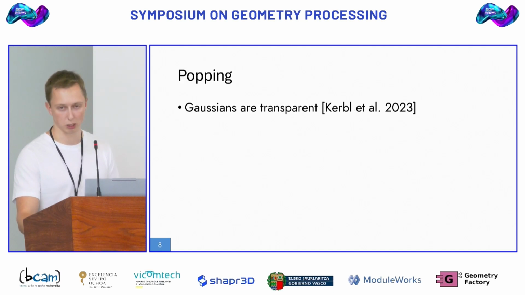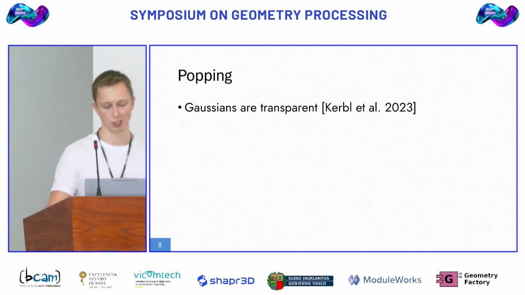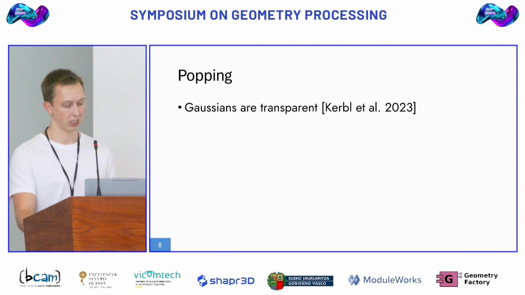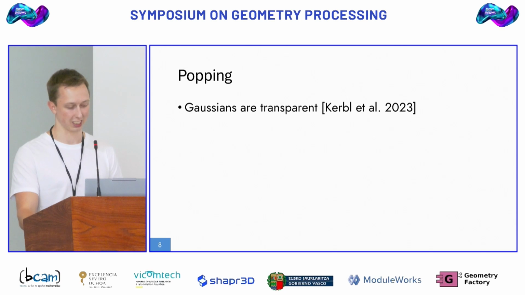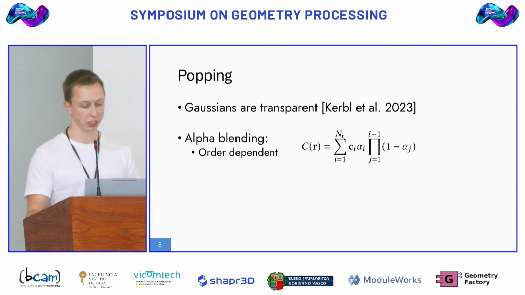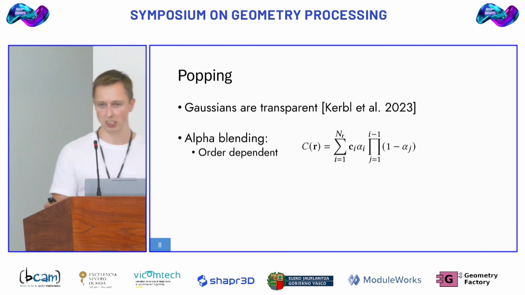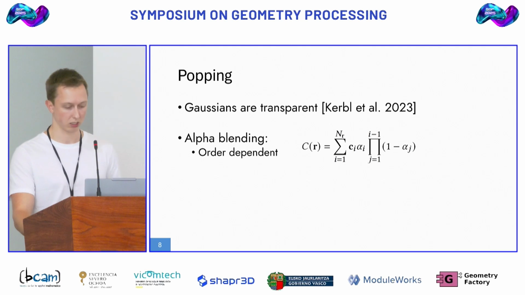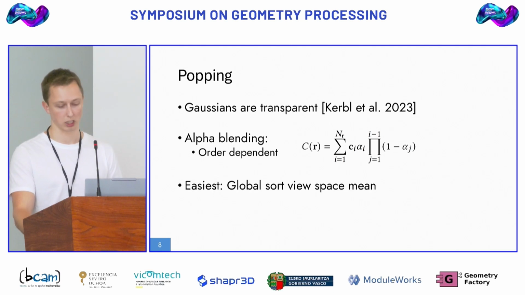So I want to start with the popping artifacts that you have seen in the first example. And to understand why we get these popping artifacts, we have to look again at the way that Gaussian splats are actually blended, because as you may have already known, the Gaussians are transparent, which means that we need to do some alpha blending, and this is of course order dependent. So we have to sort them.